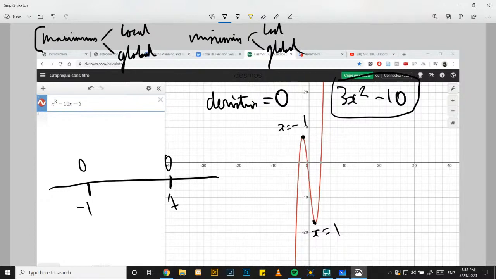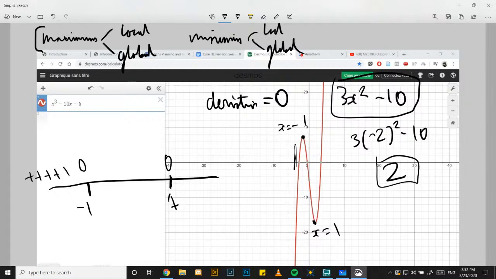We can look at what happens right to the left of it. So let's look at what happens at negative 2. At negative 2, what is the value? If you plug in negative 2 into this, you're going to get 3 times negative 2 squared minus 10, which is going to be equal to 3 times 4, which is 12, minus 10, which is equal to 2. So you know, again, that there's going to be a positive slope. So you know that the slope is positive over here.